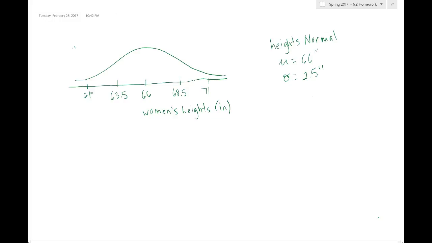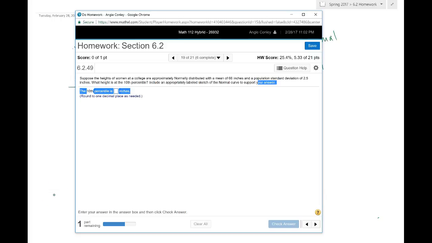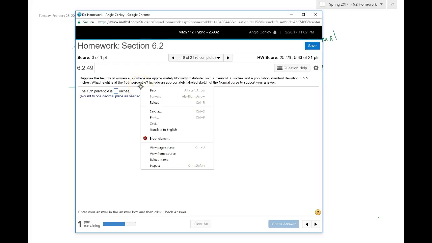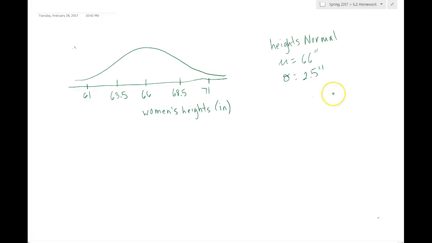Okay, so now I've got my data on the x-axis, and I'm going to look at what they want from me in the question. They want to know what height is at the 10th percentile. The 10th percentile is the data value: the height of a woman where 10% of women are shorter than her. So not very many women are shorter than her, so this is going to be a lower height.